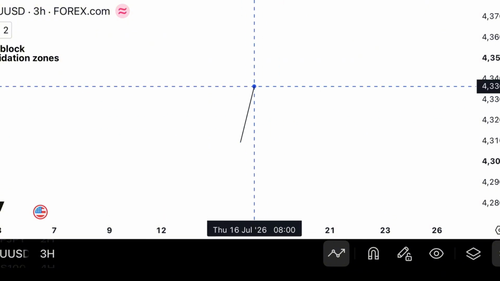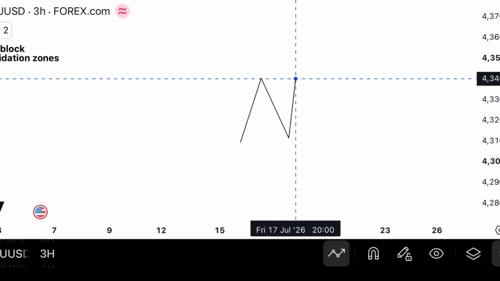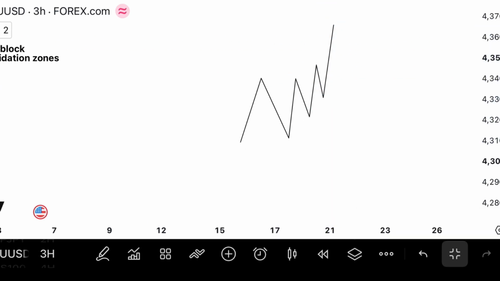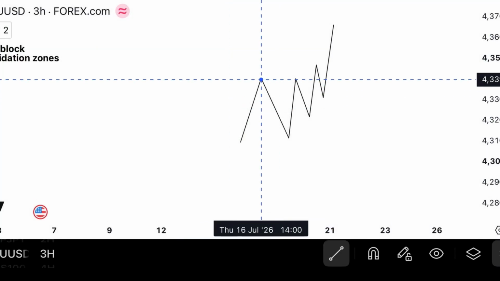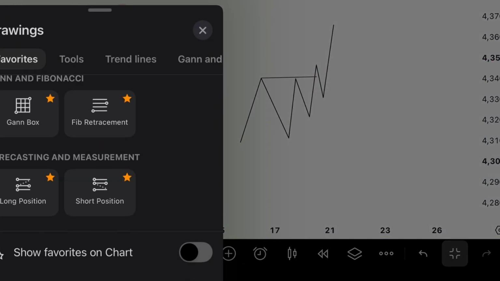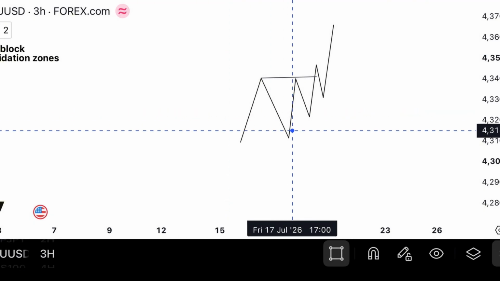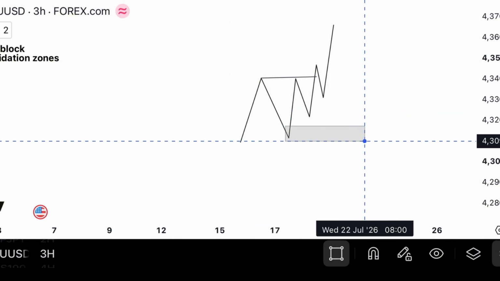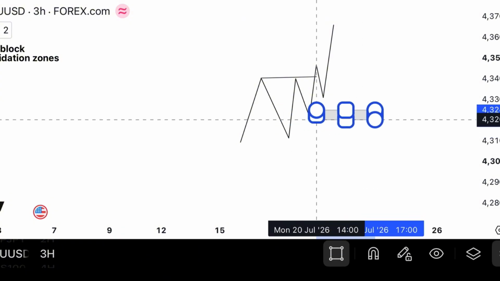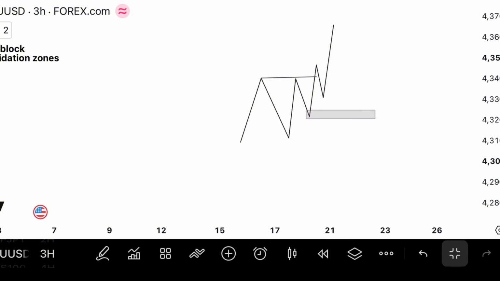Let's say a person can enter a trade somewhere here. I'm trying to explain something. This is a break of structure, and then you say you want to enter. This is an order block here. This is also another order block here. This right here is another order block.